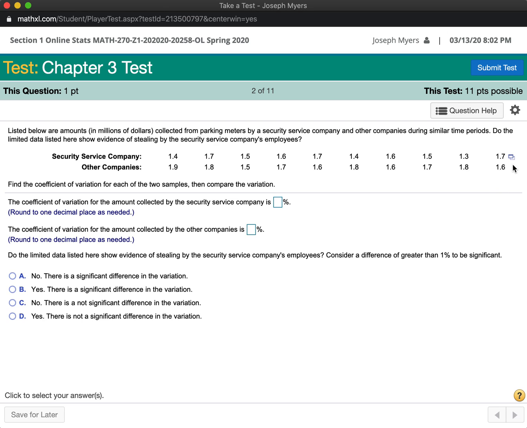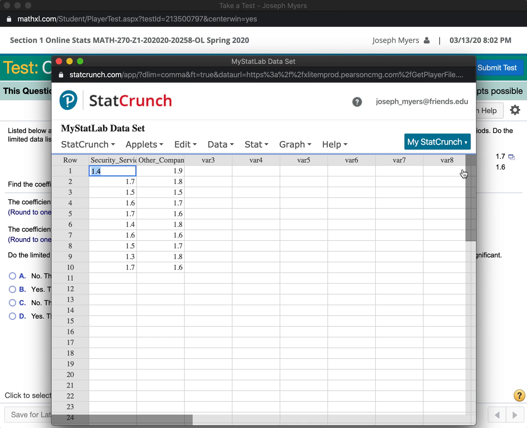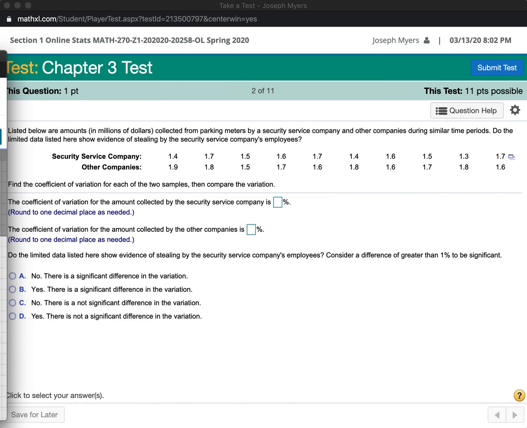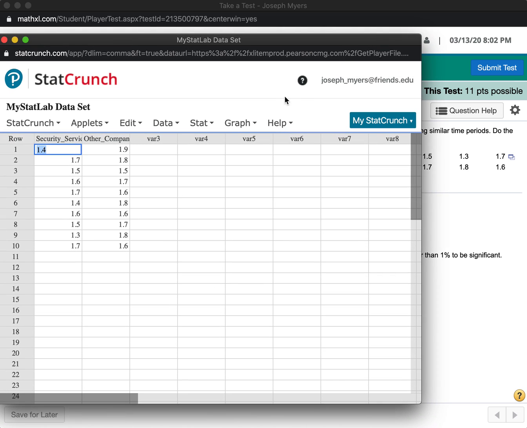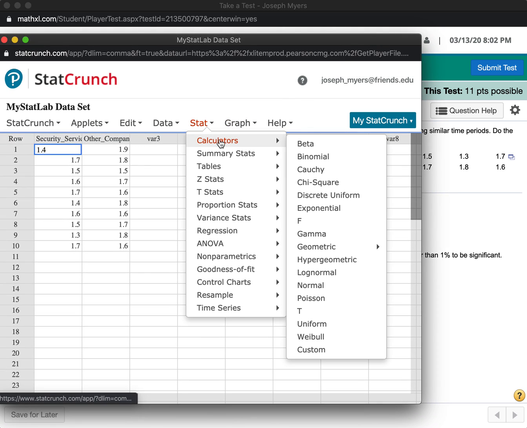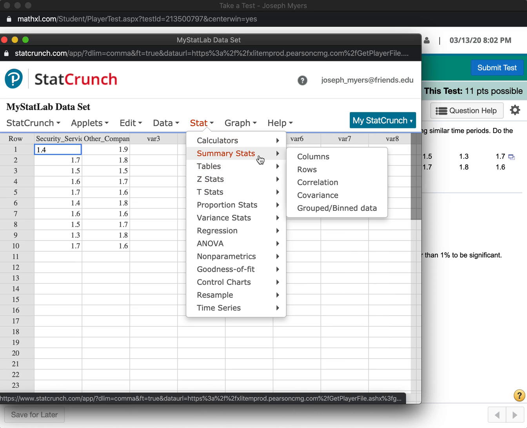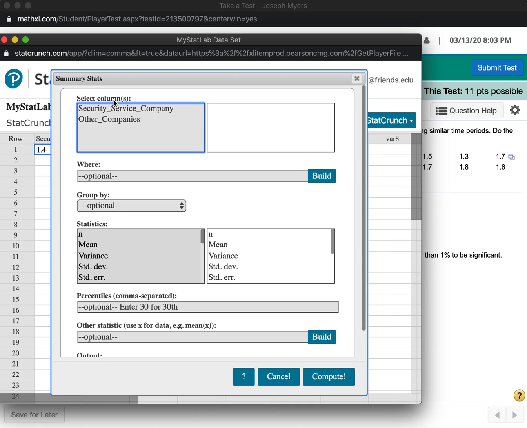So once again, I'm going to click on the data icon and choose Open in StatCrunch. And the coefficient of variation is a good way of comparing the variation between samples. It's just the standard deviation divided by the mean of the sample. So let's do that real quick. Stats, calculators. Stats, summary stats, columns. So hold down the Shift key and click on both columns.